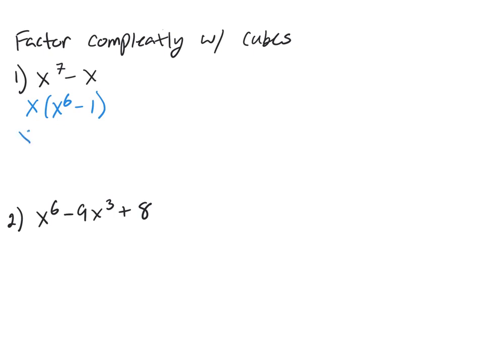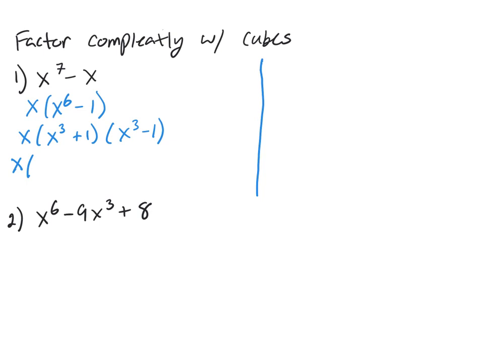So what I'm going to say is this is really x times, all right, that's going to be x to the third plus 1 and x to the third minus 1. And I'm going to do both scenarios so you can see what the difference is. Now we have two cube problems, right? A sum of cubes and a difference of cubes. So this is going to be x times.